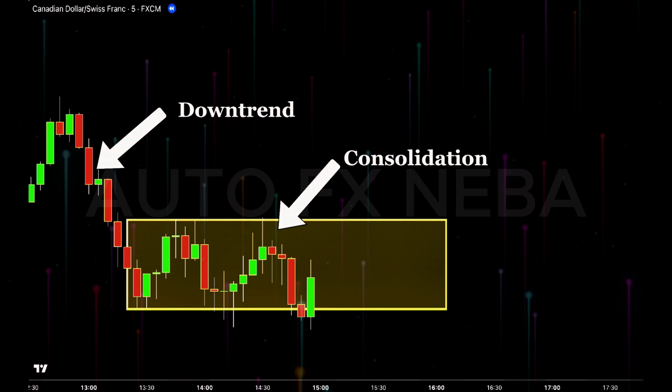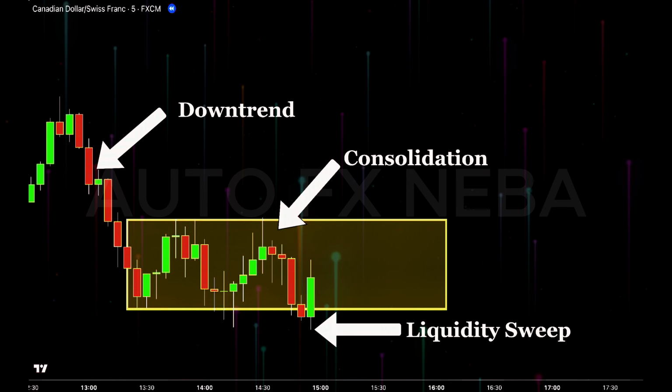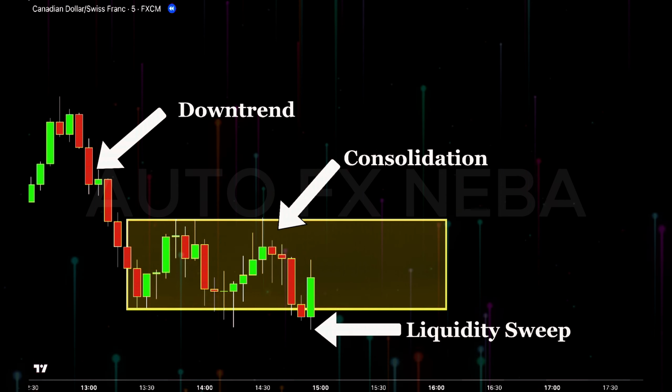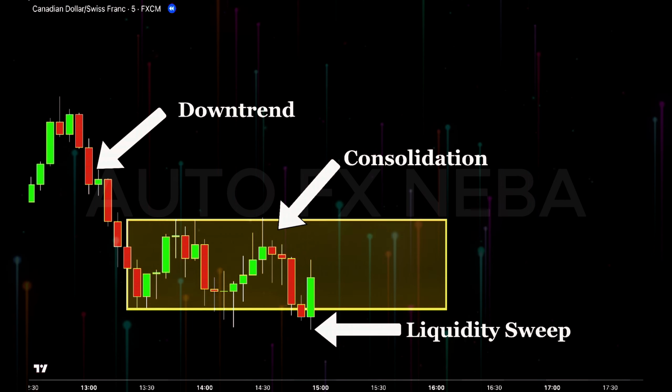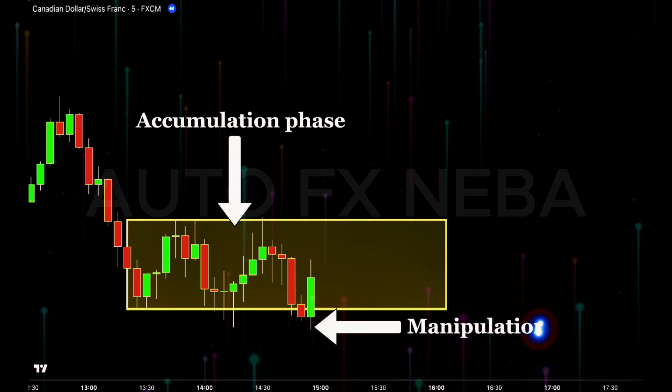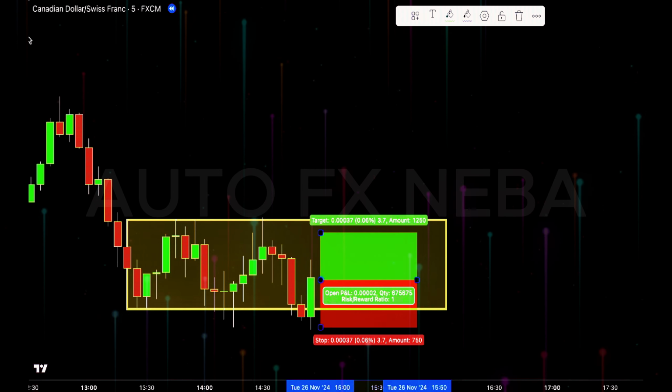Then it happens. Price breaks below support, sweeping liquidity, and then closes right back inside the range. That's your liquidity grab, and it's a strong sign of manipulation. Now you can clearly spot the three phases: accumulation, manipulation, markup. Here's how to trade this setup.